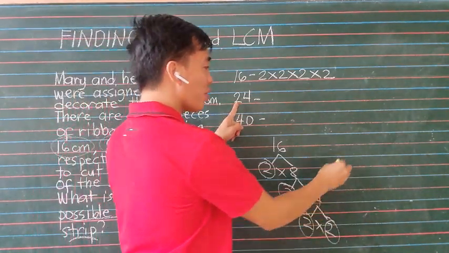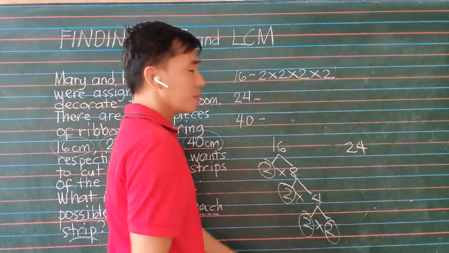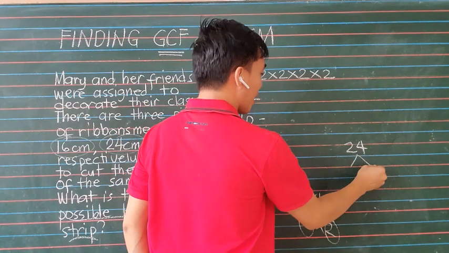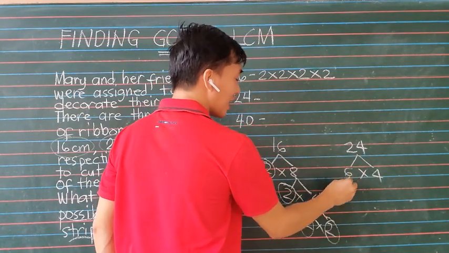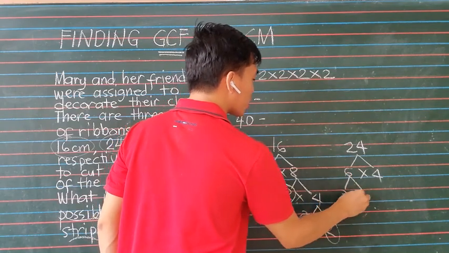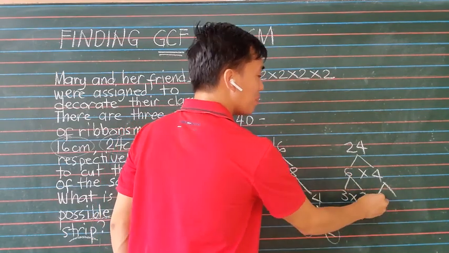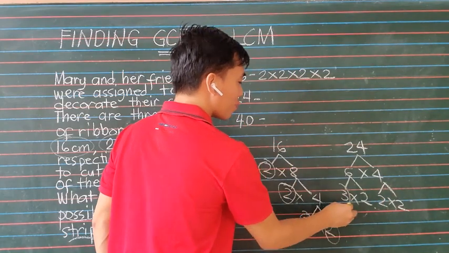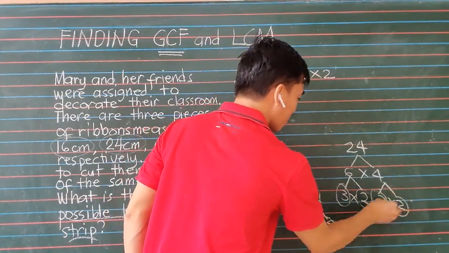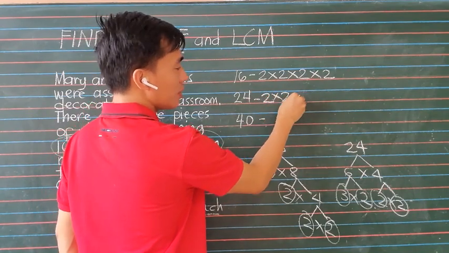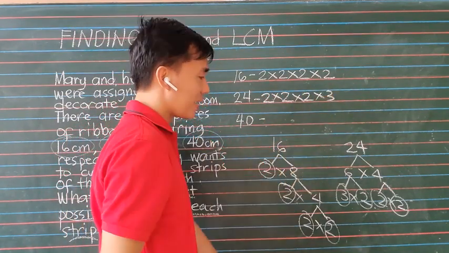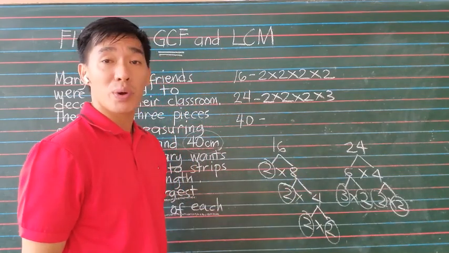However, for 24, we could factor it as 6 times 4. 6 is not yet a prime, so 3 times 2. And 4 is not yet a prime, so 2 times 2. Prime, prime, prime, prime. 2 times 2 times 2 times 3. That's the prime factorization of 24.